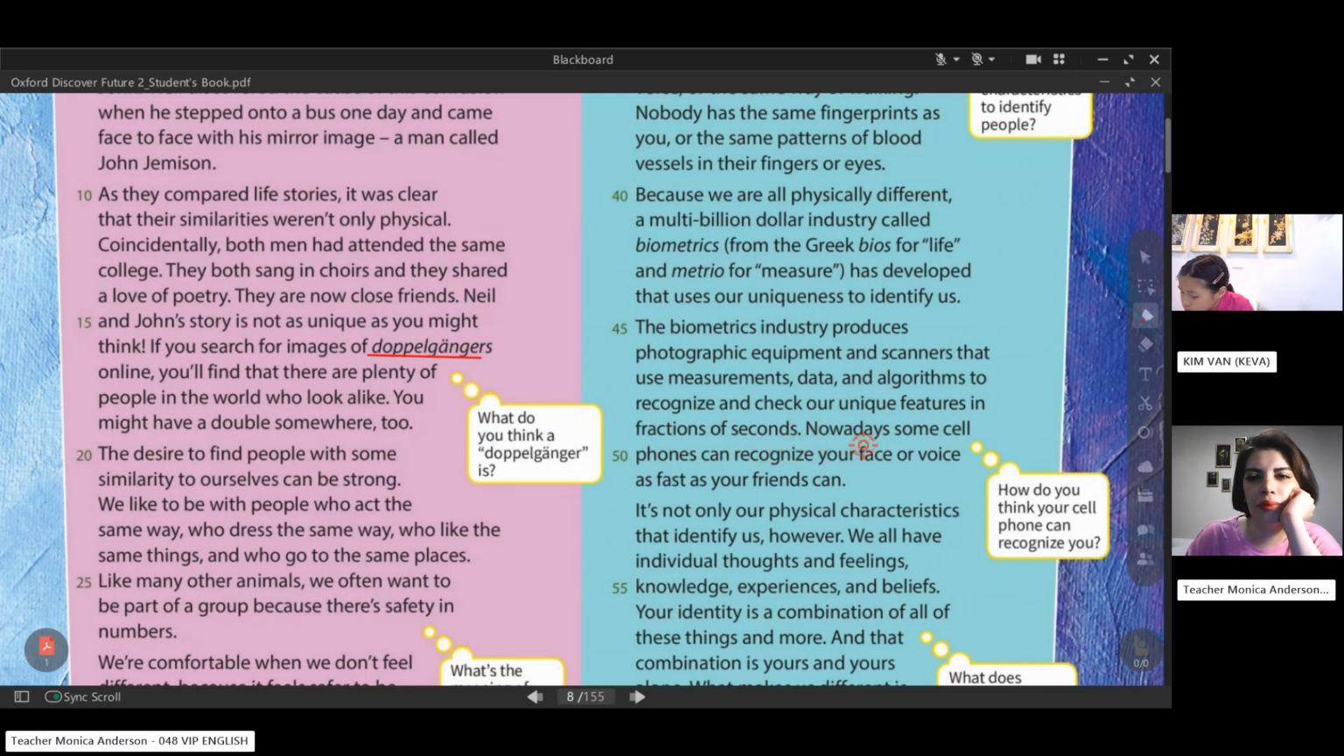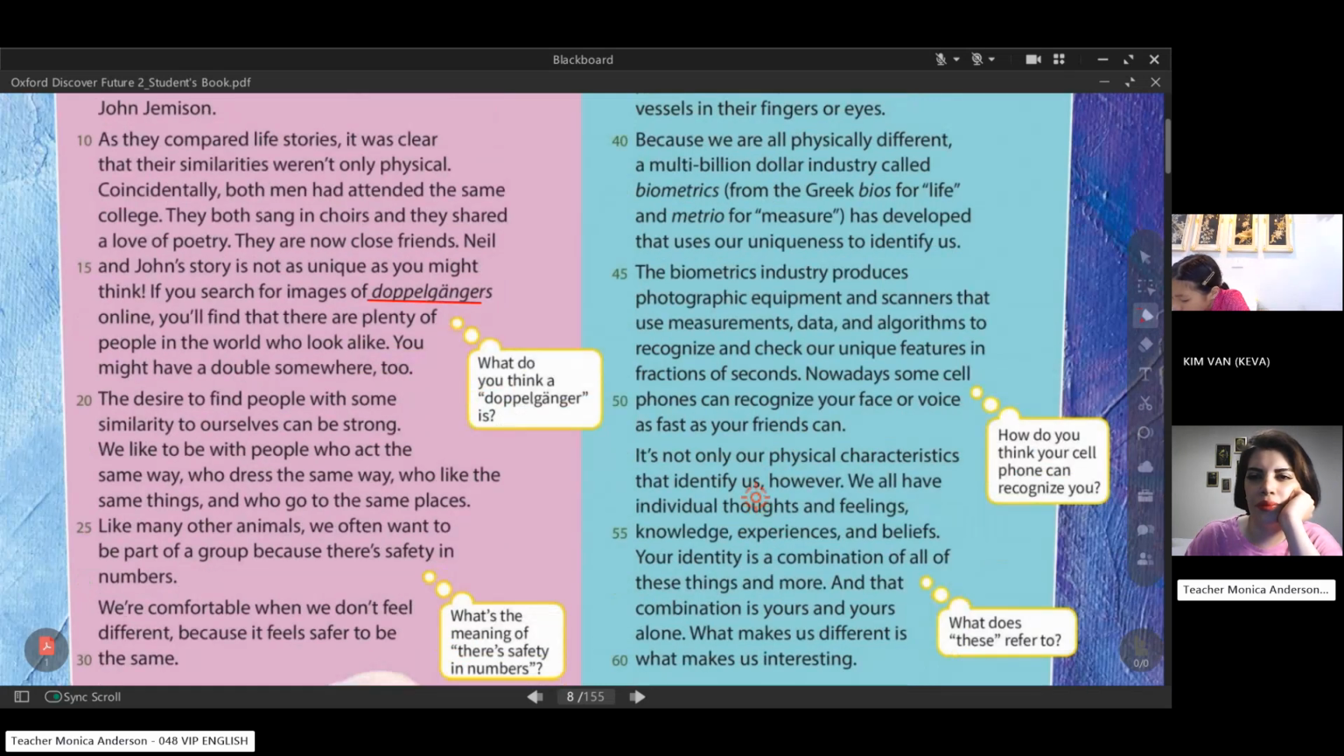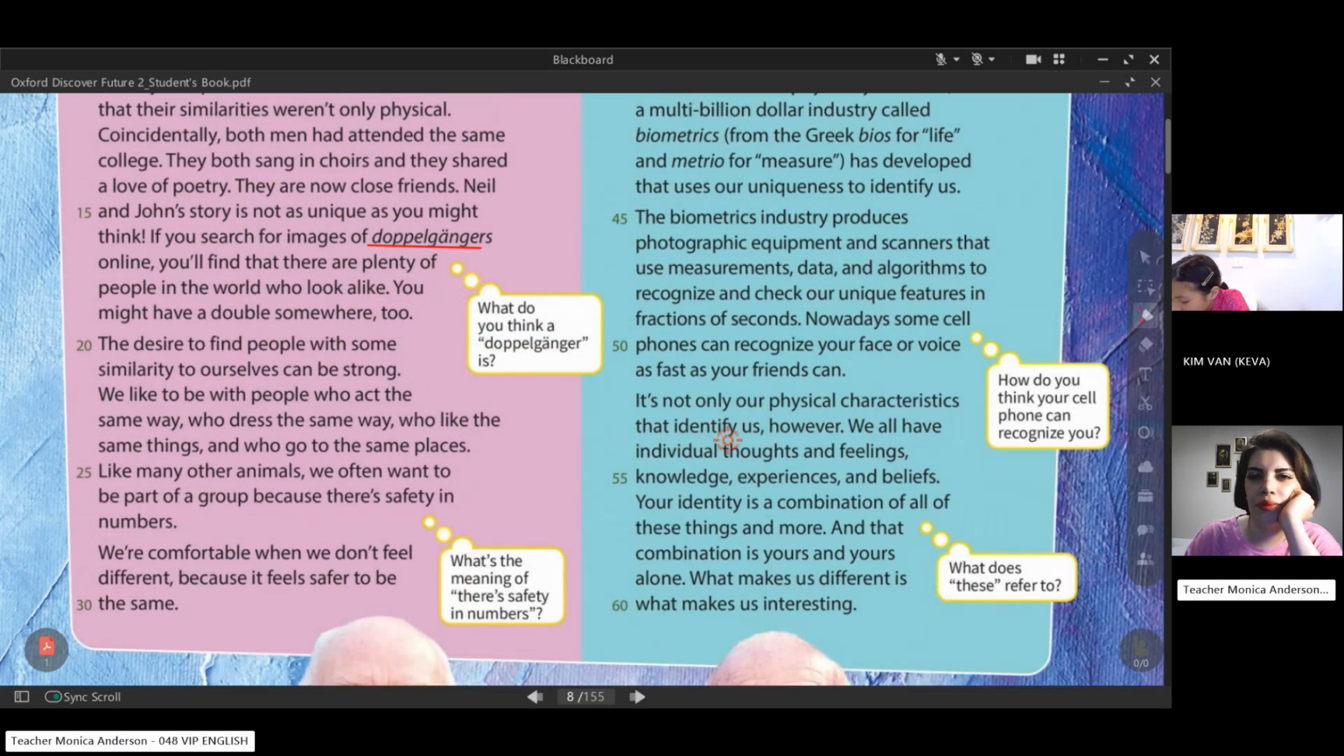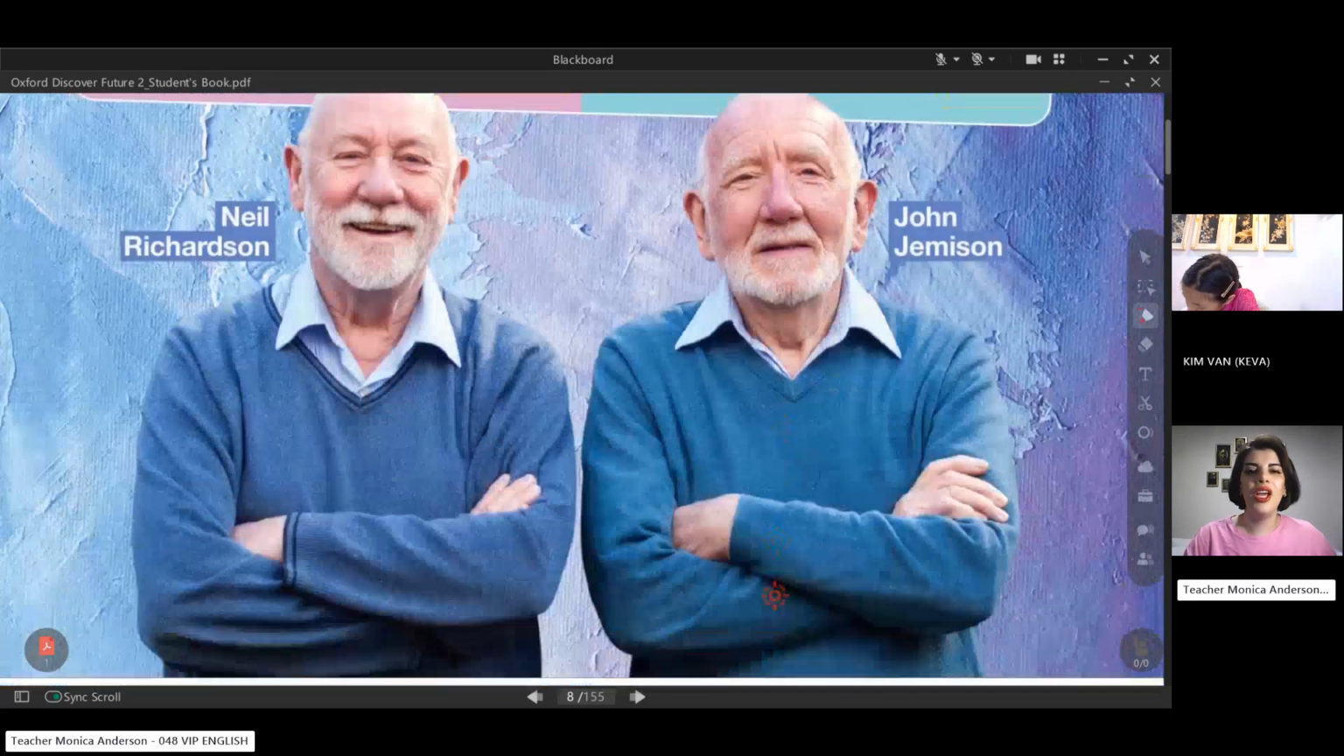Nowadays, some cell phones can recognize your face or voice as fast as your friends can. It's not only our physical characteristics that identify us, however. We all have individual thoughts and feelings, knowledge, experiences, and beliefs. Your identity is a combination of all these things and more. And that combination is yours and yours alone. What makes us different is what makes us interesting.